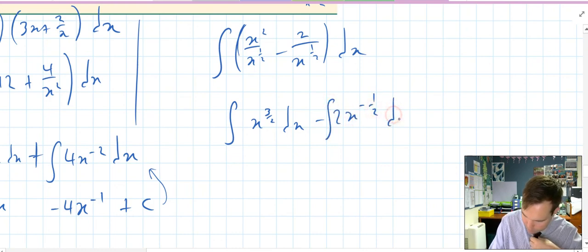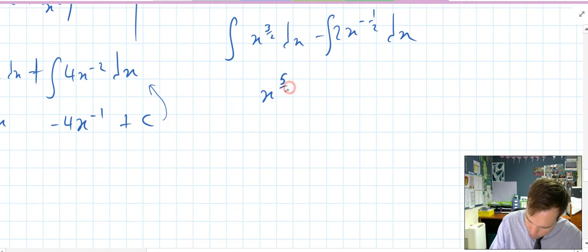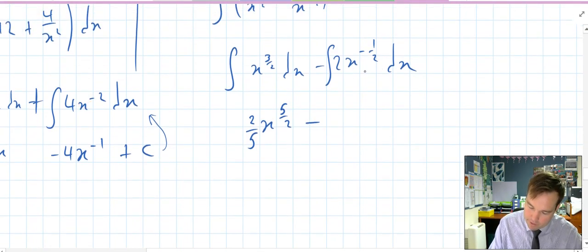integral of dx. Right, this one will have come from an x to the 5 on 2, because that's one above, and because there's a 1 out the front, it must have been 2 on 5 to combine it to make 1. Then this here, minus. That would have come from an x to the half, and to get a 2 at the front, we must have had a 4, because half times 4 is 2, and the negative stays, plus c.